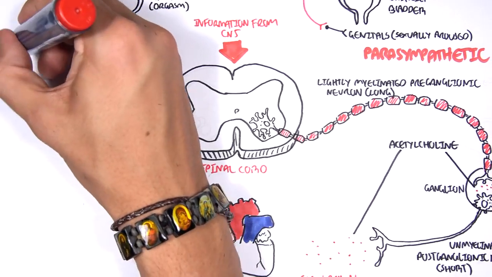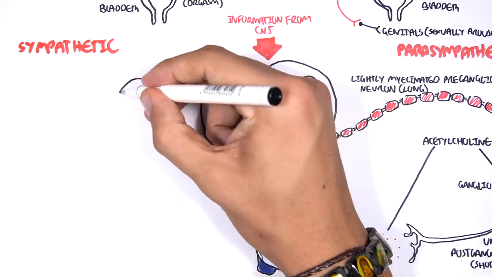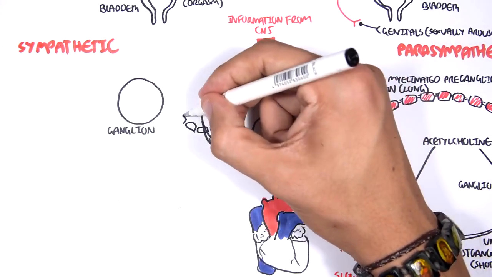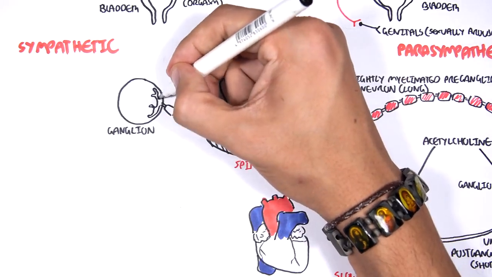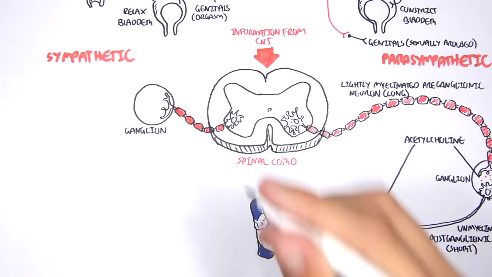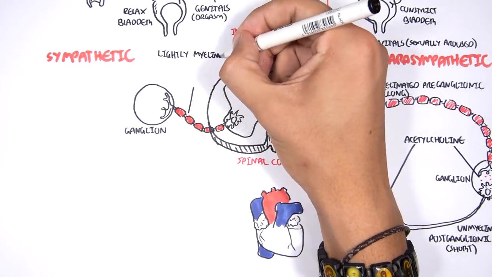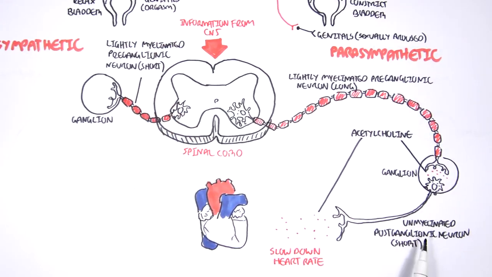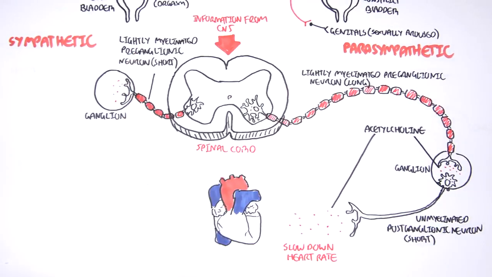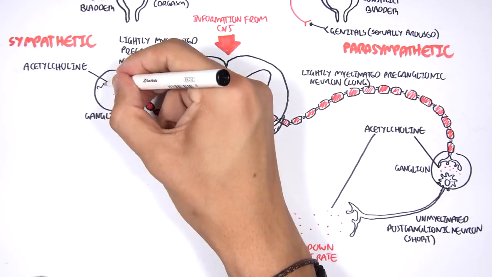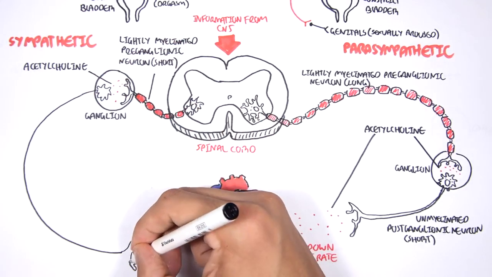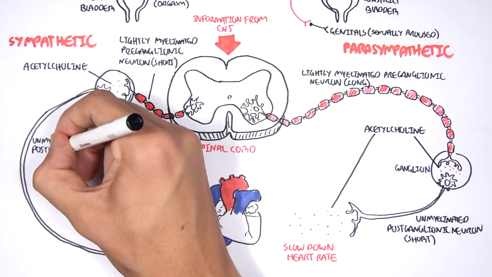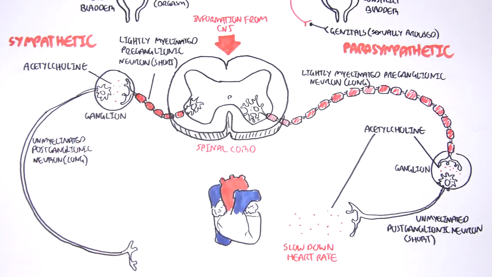Now in the sympathetic, we also have a ganglion. Information from the central nervous system will send information to the preganglionic sympathetic neuron, which in this case is lightly myelinated and quite short. It will synapse in the ganglion and release the neurotransmitter acetylcholine. So you can see some similarities between the sympathetic and parasympathetic: there's acetylcholine. And now this new postganglionic sympathetic neuron is going to be unmyelinated and long.